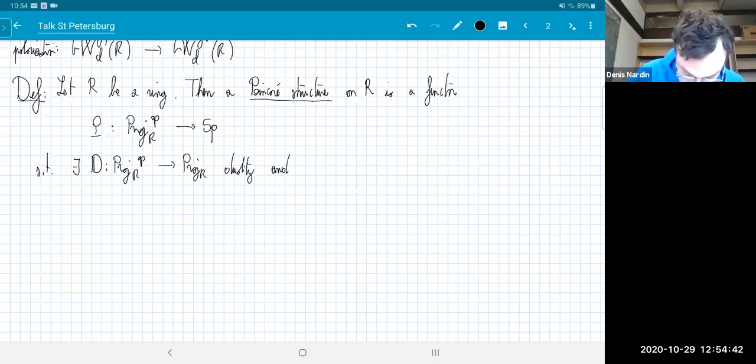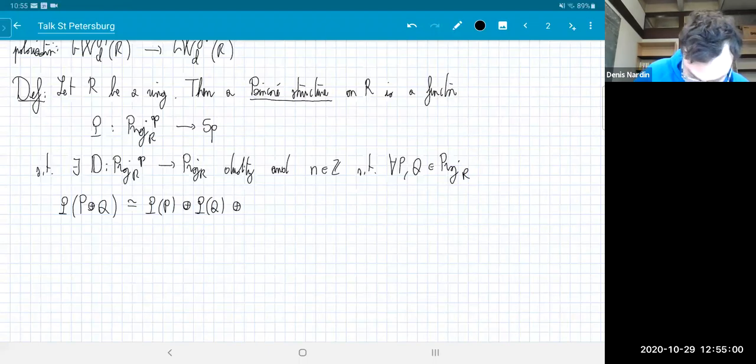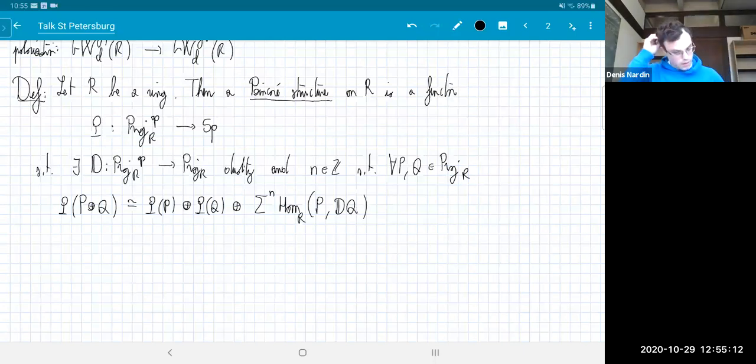And n in Z, such that for every P, Q in Proj R, we have kappa of P plus Q is kappa of P plus kappa of Q plus the nth suspension of Hom from P to the dual of Q. Okay, this is actually a theorem that the Poincaré structures as we define them in the paper are given by this data in the case of a ring, but I'm going to take it as a definition.